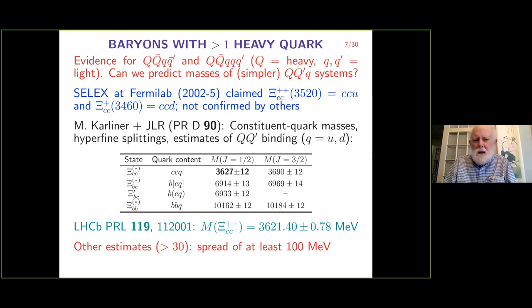Now, there were many other predictions in the literature, but they spanned a wide range of at least 100 MeV. And we were rather pleased to see the agreement after 3 years after we predicted it. Next slide, please.